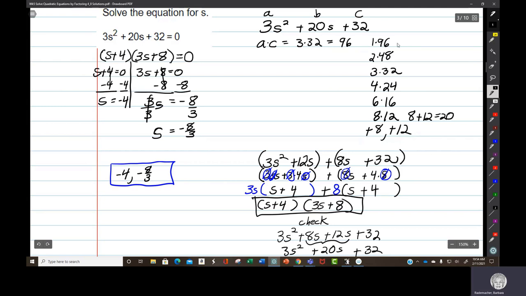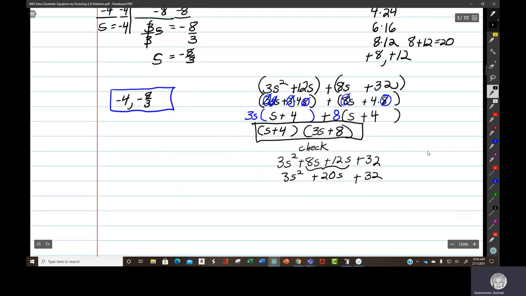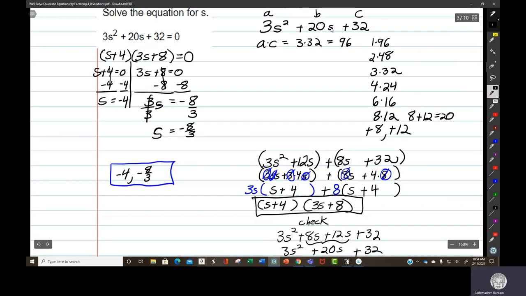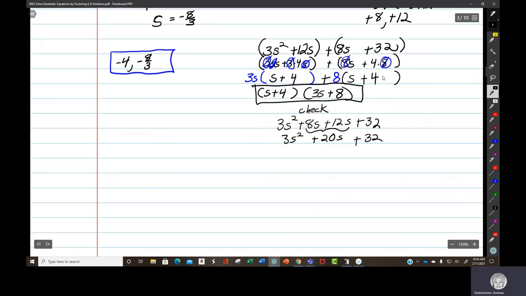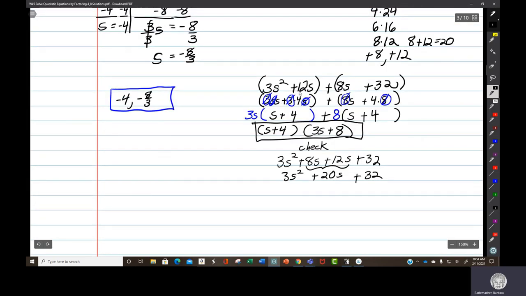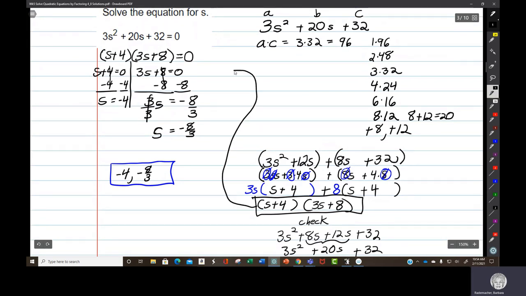So notice that just like, not yesterday, but the day before, we use the AC method to find four terms that this three-term polynomial will break into. And then we use grouping to find the factorization. Then we use that factorization in the equation. I should have put it up there. We set each factor equal to 0 and solve for s, or whatever the variable is, and those are our solutions to this quadratic equation. Okay. If you have any questions, just blurt it on out.